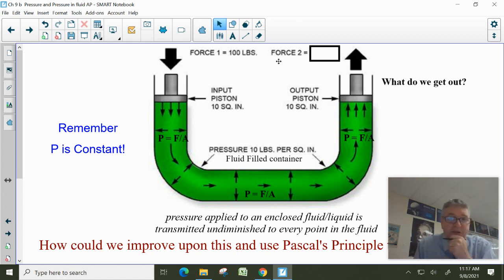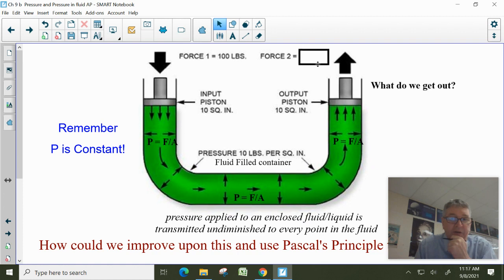So here's the simplest question in the world. If the area stays 10 and the area stays 10, and I apply 100 over here, well, what do I get over here? Well, of course, I get 100 out the other side. So if I put 100 in, I get 100 out. And that's kind of obvious. Now, that doesn't really give us a great advantage. In other words, there's no what we call mechanical advantage. We're getting out exactly what we put in. So you might ask, what's the point of it?